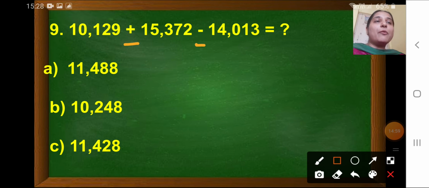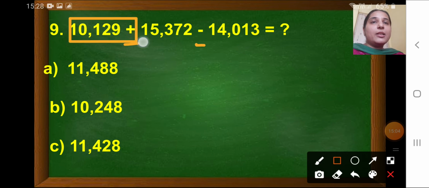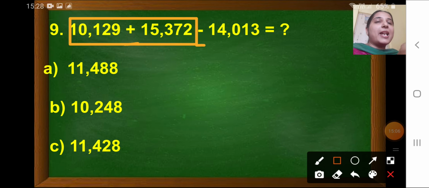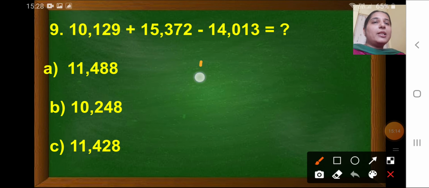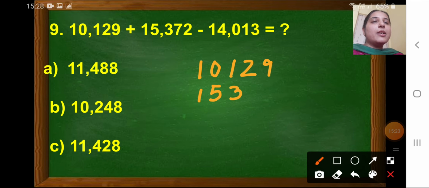Or simply you just see from left to right. So there you can see these numbers, they do not have minus sign in front of them. So first we will add them. Okay, so let's add. So 10,129 plus 15,372. So let's find their sum first.